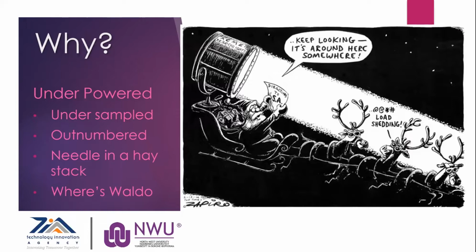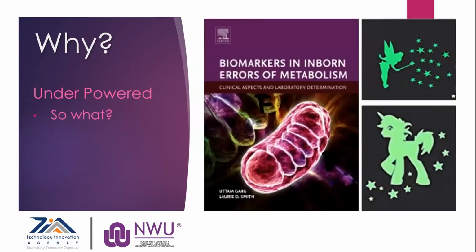Sample sizes are too small, the number of variables are usually far larger than the number of cases. We're often looking for very small changes, and changes are overshadowed by the busyness of the human body, for example. And we can then become optimistic Santas looking for a gift during load shedding. So why is a lack of power such a concern?